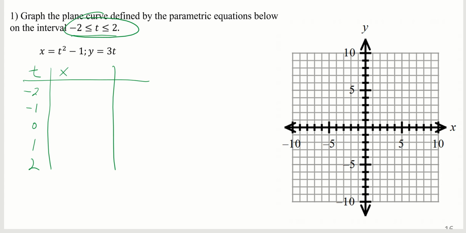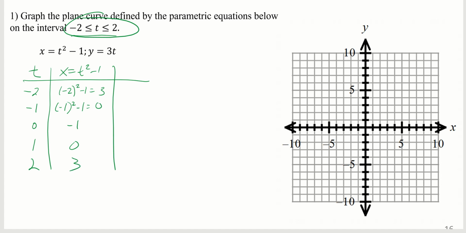So our x value is equal to t squared minus 1. So in this case, we have -2 squared minus 1, which is equal to 3. I'll do maybe one more, and then I'll let you guys do the rest of the calculations. -1 squared is 1, minus 1 is 0. Now if I plug in 0 for t, for the x portion of it, I get -1 back. If I plug 1 in, I get 0 back. And then plug 2 in, I get 3 back.